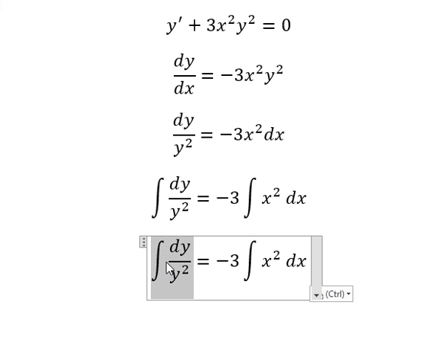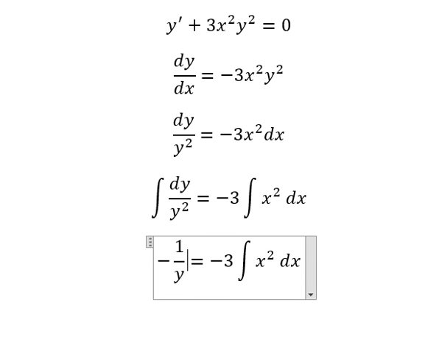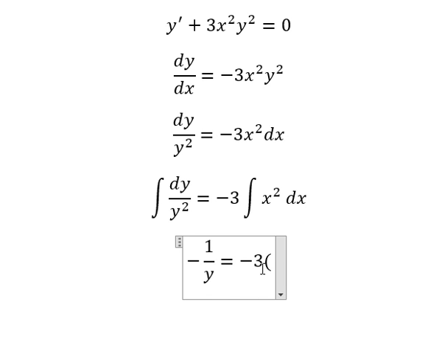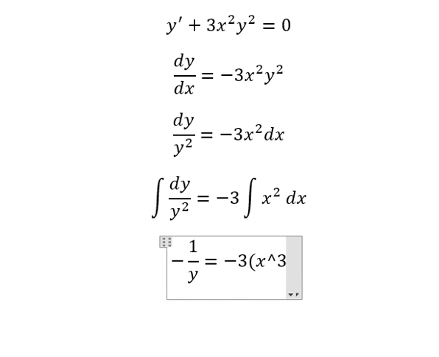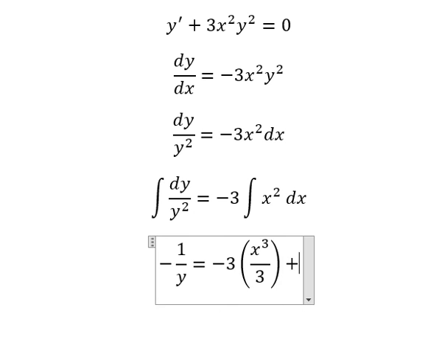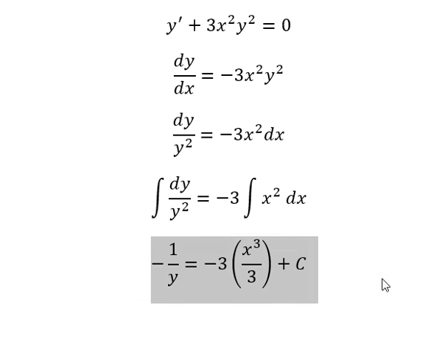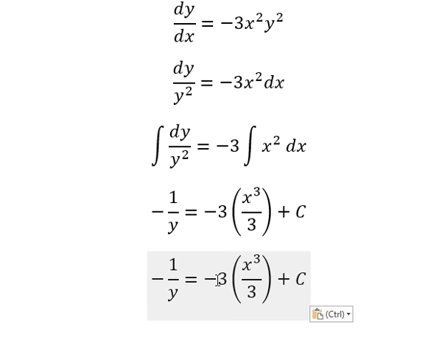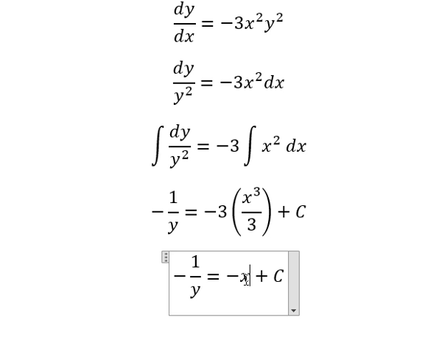This one we have negative 1 over y. This one we have x to the power of 3 over 3. And I will put plus c. Now we simplify number 3.